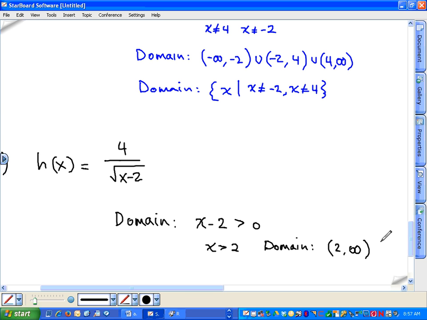Just so we're clear, why did I not put a bracket around 2? Well, if I plugged in a 2 for x, what's 2 minus 2? 0. Square root of 0 is? 0. So you cannot include 2. Okay. All right. That's the end of 2.1.